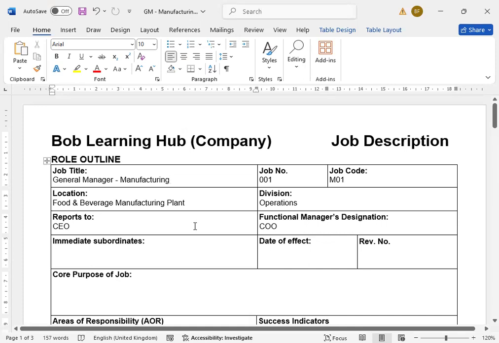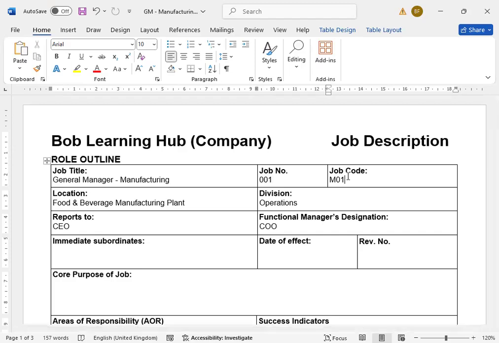So general manager, manufacturing is the job title of the role, and the job number would be 001. I suppose this is the first job description that you have in your organization. And the job code could be the grade, which is already evaluated by the Hay job evaluation session in your company, attended by several people as the job evaluation panel.